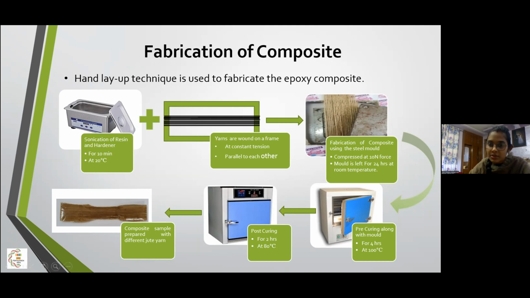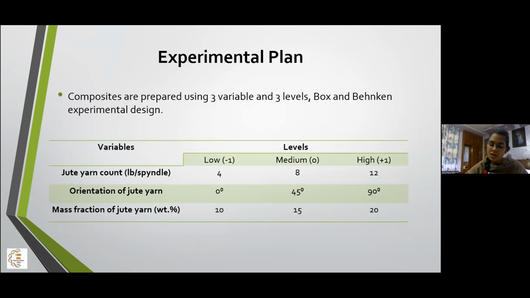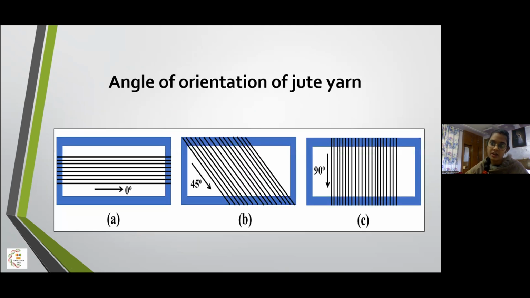The pre-curing of the composite sample is done for 4 hours at 100 degrees Celsius, followed by post-curing for 2 hours at 80 degrees Celsius. The composite samples are cut according to the tensile and DMA testing requirements. Composite samples are prepared according to a 3-variable, 3-level Box-Behnken experimental design, where jute yarn count, orientation of jute yarn, and mass fraction of the jute yarn are the 3 variables. 4, 8, and 12 pound per spindle jute yarn is used for the fabrication of the composite, and the yarn is wound on a frame with respect to the longitudinal direction of the mold at 3 angles, that is 0 degree, 45 degree, and 90 degree.